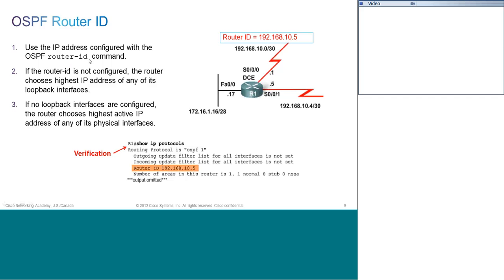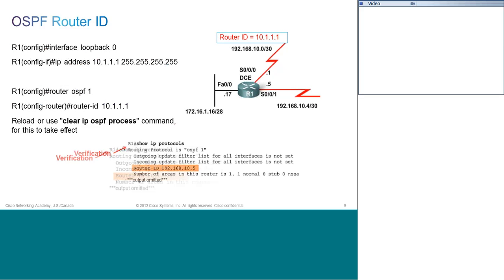If the router ID is not configured with the router-id command, the router chooses the highest IP version 4 address of any configured loopback interfaces. This is the next best alternative to assigning a router ID. If no loopback interfaces are configured, then the router chooses the highest active IP version 4 address of any of its physical interfaces. This is the least recommended method because it makes it more difficult for administrators to distinguish between specific routers.